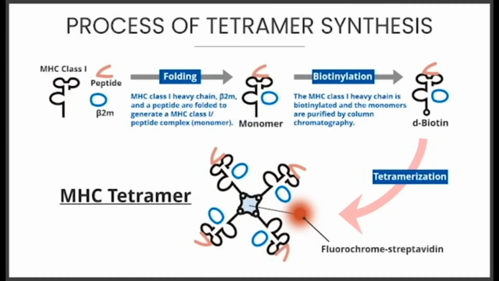This is how we synthesize MHC tetramers. First, we mix MHC, peptide, and beta-2M to make a monomer of the MHC peptide complex. Next, the MHC is biotinylated and purified by HPLC. Finally, the biotinylated monomer is tetramerized with fluorochrome-labeled streptavidin to form the MHC tetramer.